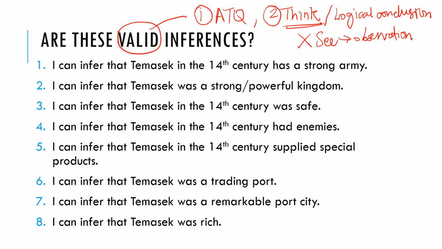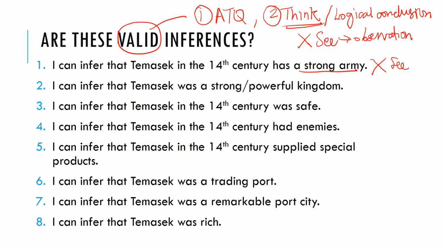First one, I can infer that Temasek in the 14th century has a strong army. What do you think? This is an invalid answer, because the words strong army are already found in the source in sentence number 3. And therefore, what this person is doing is just writing down what they see. So it's an invalid inference. What about sentence number 2? I can infer that Temasek was a strong, powerful kingdom.